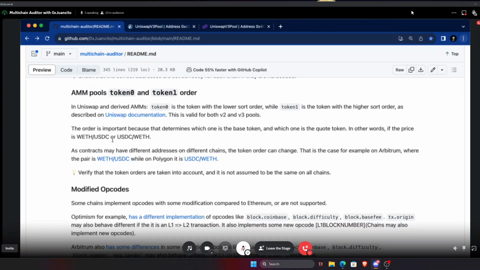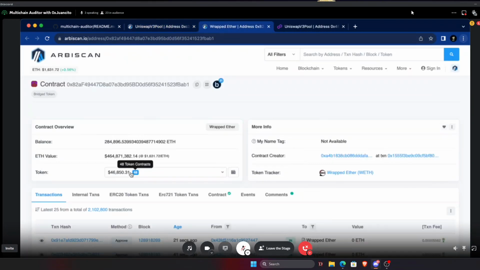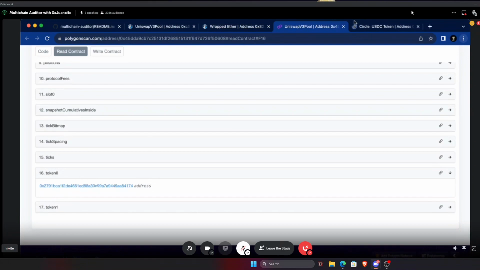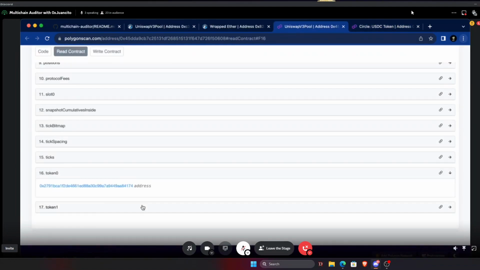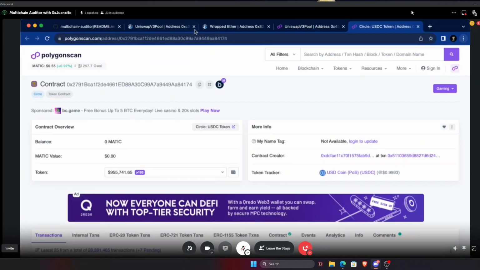So I open here the wrapped Ether versus USDC pair on Arbitrum versus on Polygon. And we can see that the token 0 on Arbitrum is this address. So it's the wrapped Ether. But if we check the same token 0 for the same pair on Polygon, we might find that it's actually USDC. If we check the token 1, we'll see it's the wrapped Ether. So they are reversed.